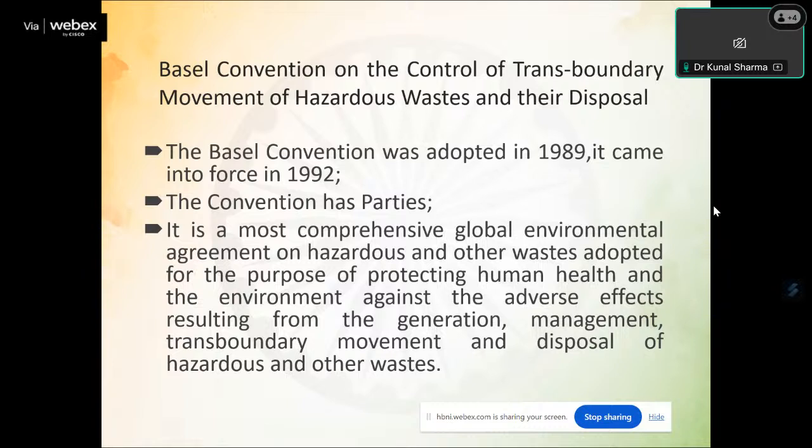The Basel Convention was adopted in 1989, but it came into force in 1992. The convention has parties. It is the most comprehensive global environmental agreement on hazardous and other waste, adopted for the purpose of protecting human health and the environment against the adverse effects resulting from the generation, management, transboundary movement and disposal of hazardous and other waste.